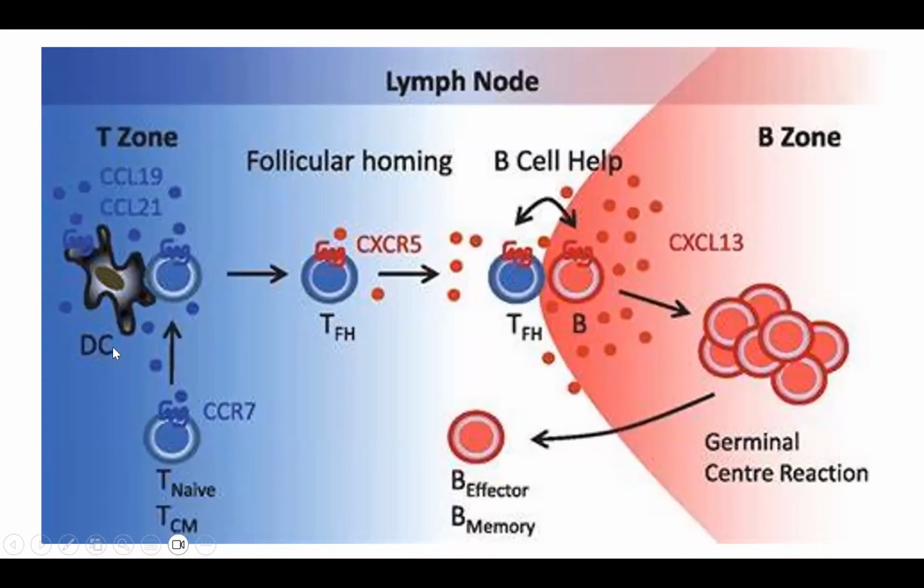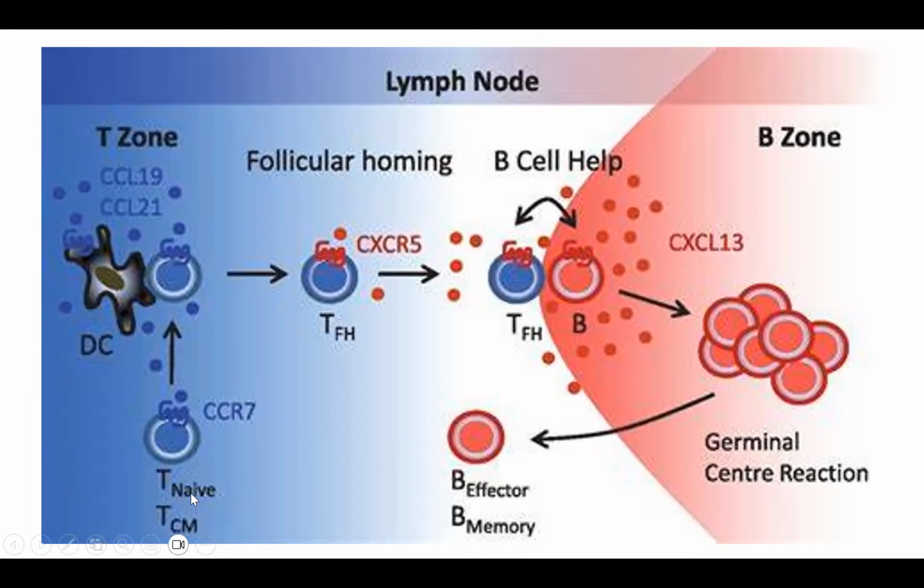Now, DC is the dendritic cell. The dendritic cell will present an antigen, right? And it's communicating with naive T cells, all right? And it's using the CCR7 receptor. All right, now you have what is called follicular homing.